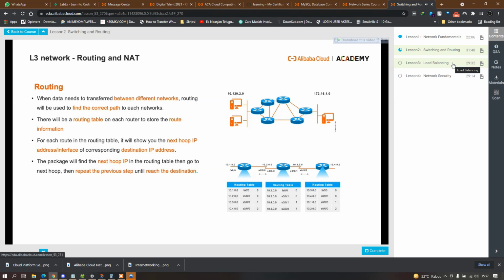And the last part is that the packet will find the next hop IP in the routing table and then go to the next hop. Then it repeats the previous step until it reaches the destination. For example, if the packet has arrived at some router, the router will show the packet that the next hop is the next router, and then the packet comes to the next router, which also has its own routing table, and the packet will check the routing table again and again until it finds its destination. So this is how the router and routing table work.